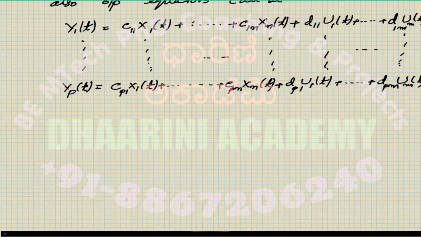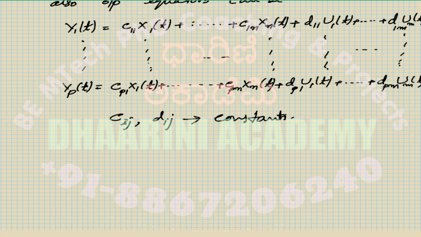Again, the system is linear, so most of the linear systems are time invariant. As we have the time invariant systems present, the Cij and Dij are also constants. Okay, so we'll write Cij, comma Dij. They are the constants. Right. Now we'll try to write these set of equations in the matrix form.